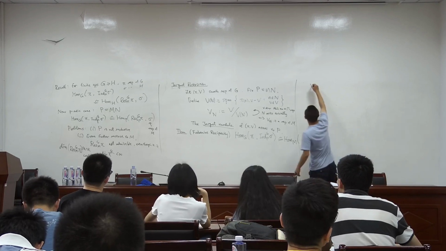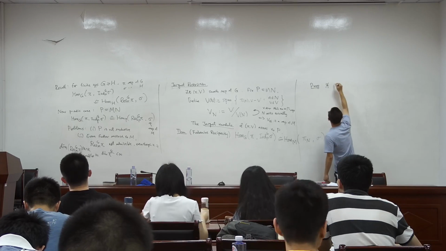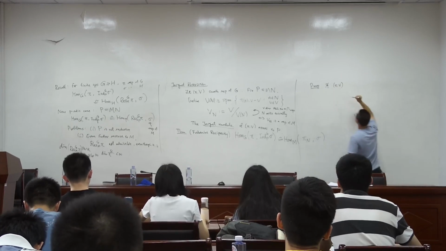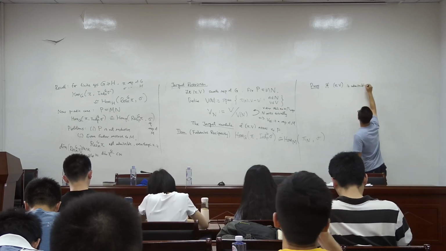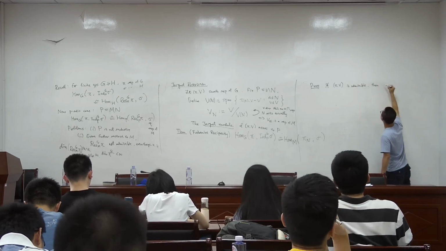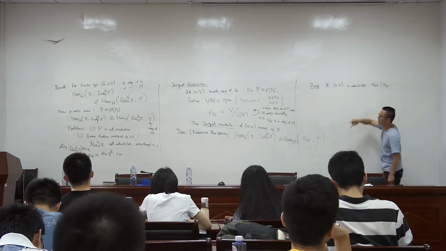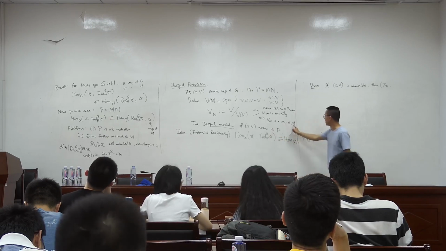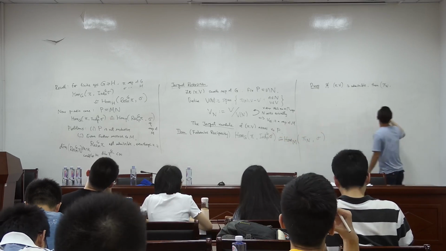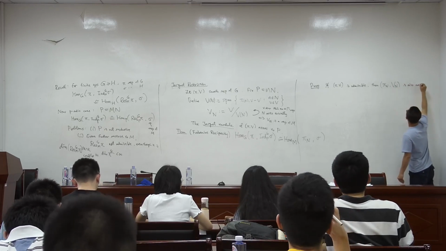So here I give this proposition. If this pi v is admissible, then pi n, it means the representation of this M on Vn, is also admissible.